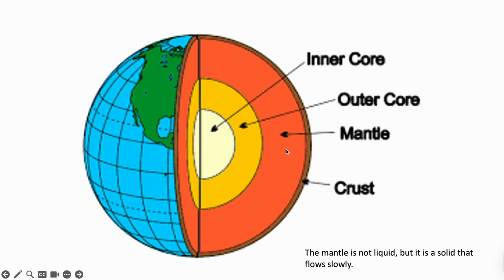Underneath the crust is the mantle. This is a very thick layer of solid that flows very slowly. So it's not liquid, it's solid that just flows very slowly. This is what all the crust sits on. Beneath the mantle, you have the outer core, and then you have your inner core.